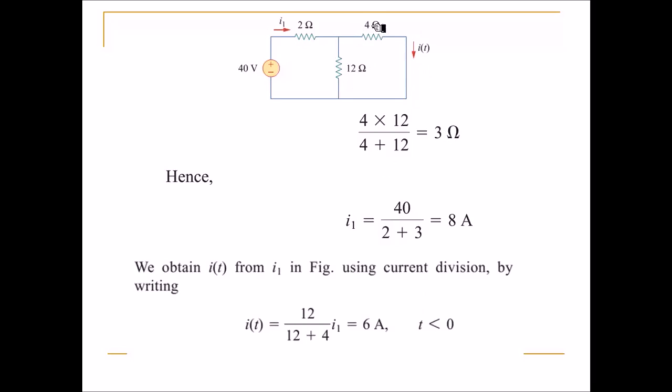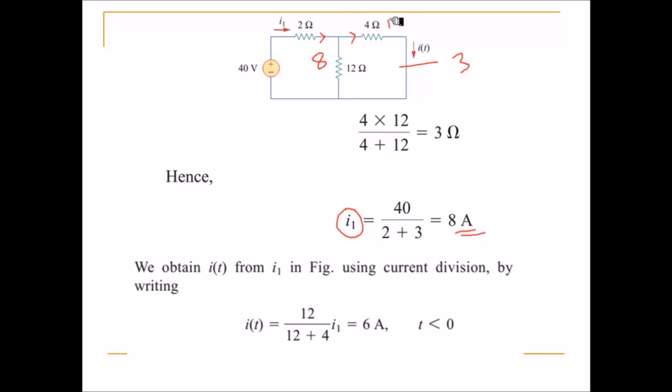You are replacing this parallel combination by its equivalent resistance, that is 12 ohms in parallel with 4 ohms, which is replaced by 3 ohm resistance. Now we have 2 ohms and 3 ohms in series. Then you find the total current I1, the total current supplied by the source, which is equal to 8 ampere. So 8 ampere current is entering this node.